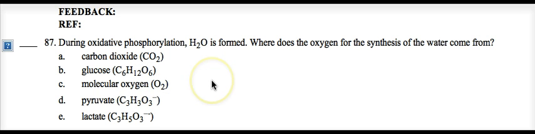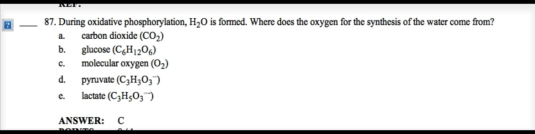All right, well, if you think about the formula in general, these two, B and C, are on the left side of our equation, and they both have a significant amount of oxygen. So which oxygen is going to be used when that water is formed? And the answer is C. It's the molecular oxygen, O2.